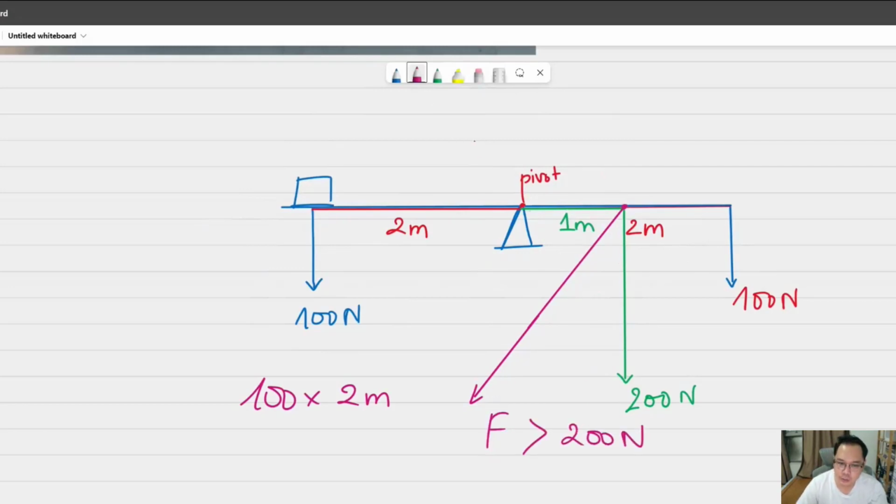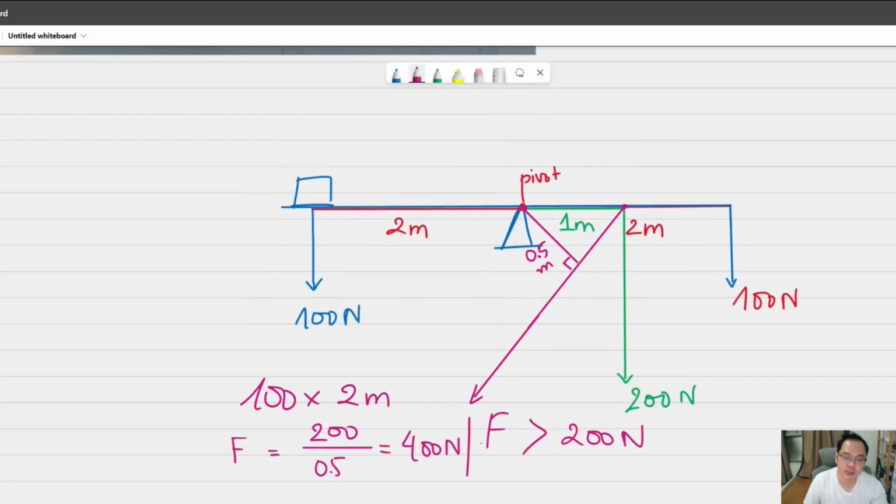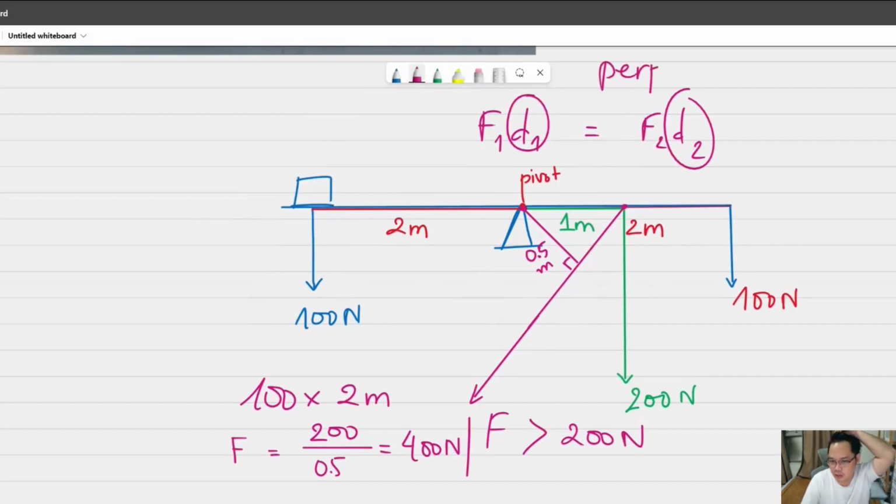If we measure the perpendicular distance from the pivot to this force, for example 0.5 meter, that force will be equal to this product, 200 divided by that distance, 0.5, meaning 400 Newtons. So we discover the rule F1 D1 equals F2 D2, when the distances D1, D2 are the perpendicular distances, not the simple distance from the pivot to the force, not this distance, but this perpendicular distance.